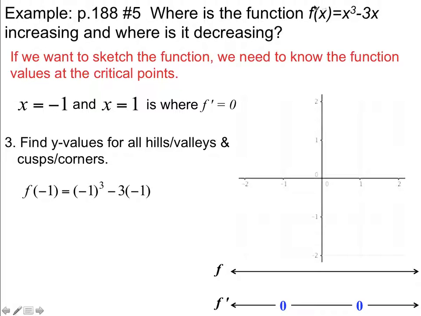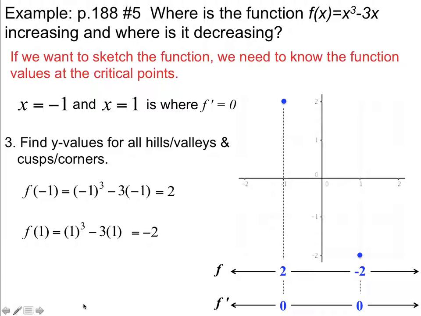And so when we plug in -1, now we're finding function values, so we're going up here to this original function. Plugging in -1 here gives me -1. Plugging in -1 here gives me +3. So -1 plus 3 is 2. So I know I have a function value of 2, so I go ahead and put a point at 2. When I plug in 1, I have 1 cubed, which is 1, minus 3 times 1, which is -3, so that's -2. So I know I have a function value of -2 here. Just by inspection, you can see that this is a hill and that's a valley.